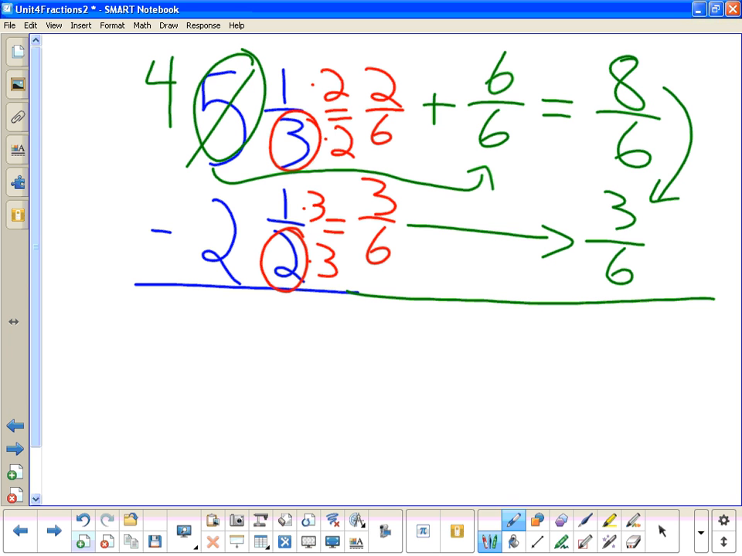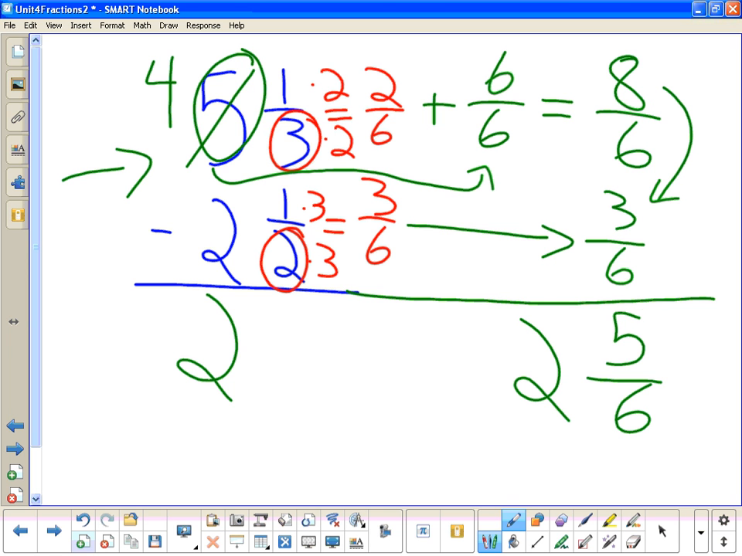Now we can easily subtract. 8 minus 3 gives us 5, and our denominator stays the same. Let's go and take a look over here at our whole numbers. 4 minus 2 gives us 2, so our answer is 2 5 sixths.